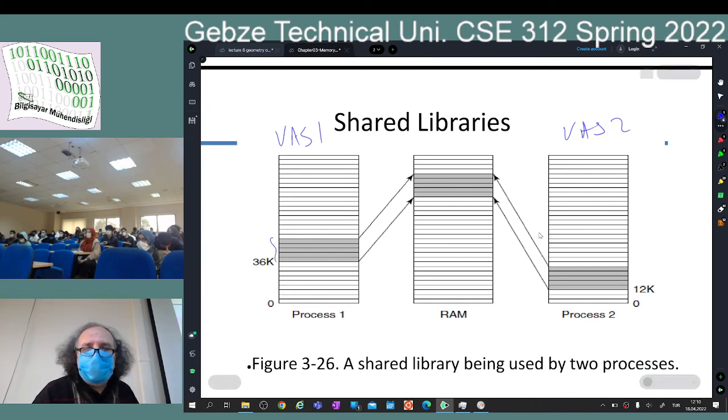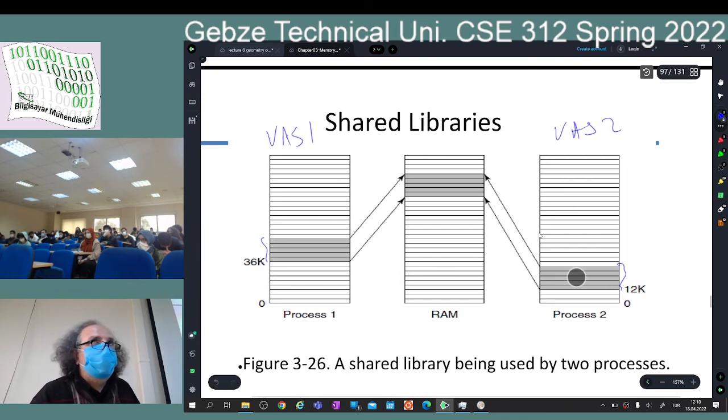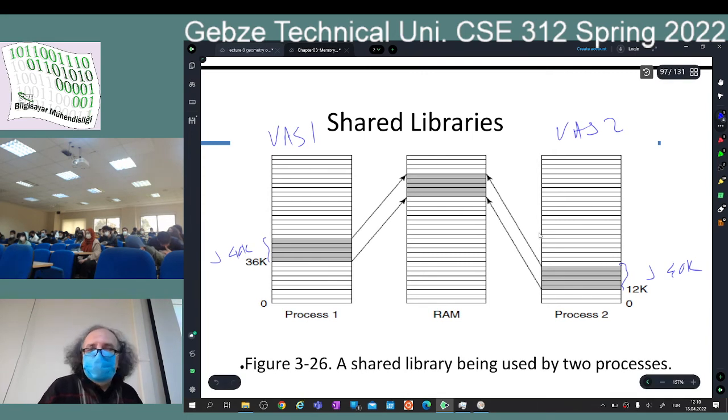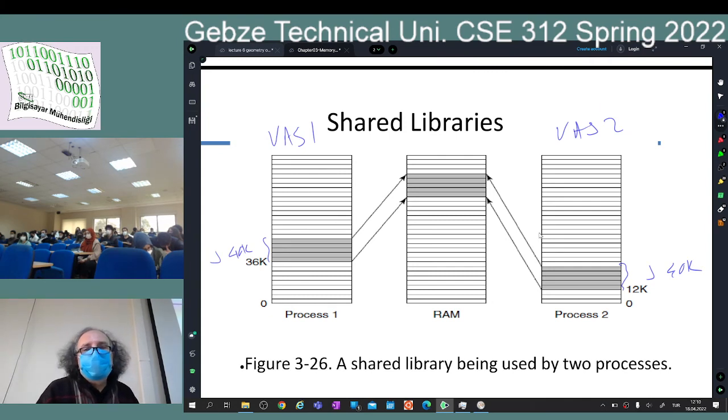This one will think that my shared library is at this position. Of course, if I have absolute addresses, for example, if there is an instruction jump to position 40K, and the same thing is jump to position 40K. Well, if you include these kind of absolute addressing instructions in your code, that's not going to be good. Okay, so you shouldn't say jump position 40K.